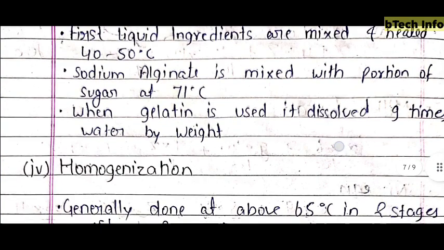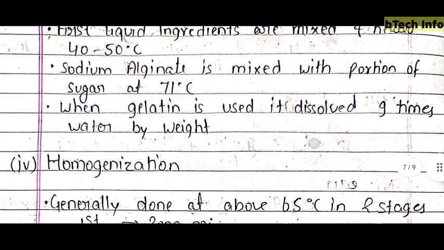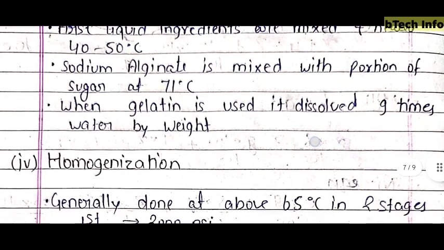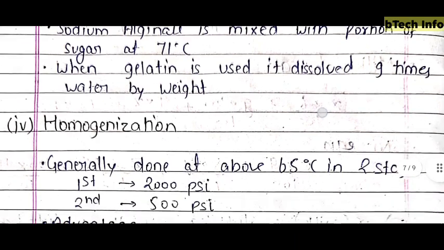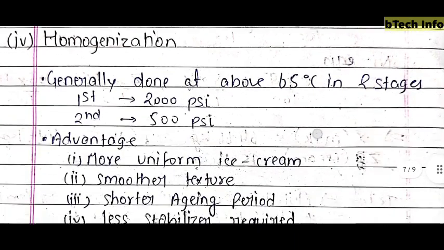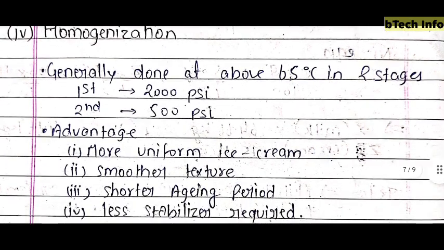When gelatin is used, it should be dissolved in 9 times water by weight. Now, after the blending of the mix, we do the homogenization. Generally, homogenization is done at 65 degrees Celsius in two stages: the first stage is at 2000 psi and the second stage is at 500 psi pressure.